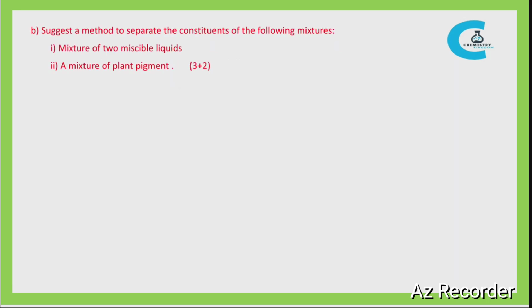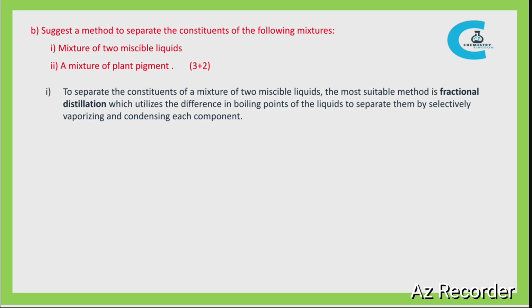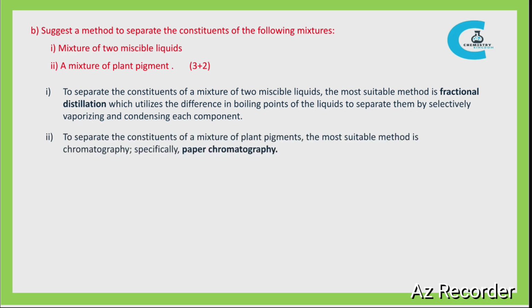Question number 40, that only, suggest B. Suggest a method to separate the constituents of the following mixtures: a mixture of two miscible liquids, and a mixture of plant pigments. The constituents of a mixture of two miscible liquids can be separated; the most suitable method is fractional distillation. A mixture of plant pigments can be separated by paper chromatography.